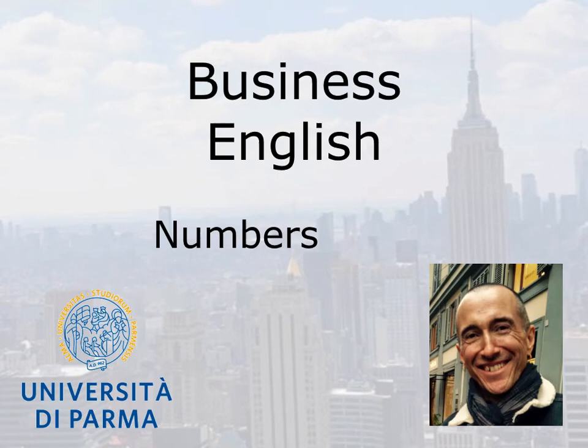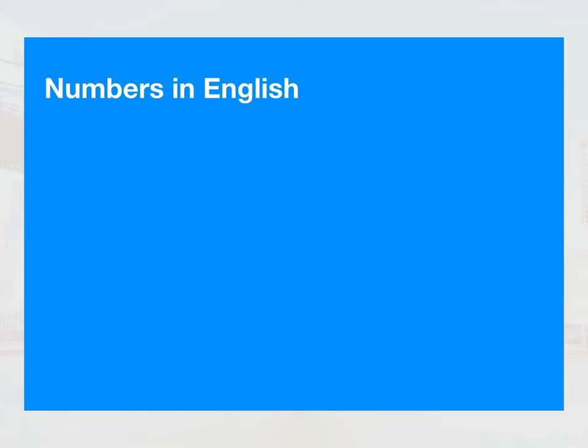Hi everybody, today we're going to be looking at numbers in English. So starting with the basics, let's just count up: 0, 1, 2, 3, 4, 5, 6, 7, 8, 9, 10.